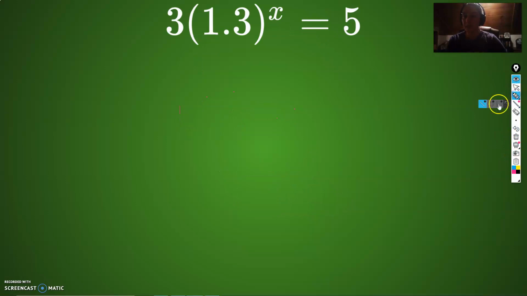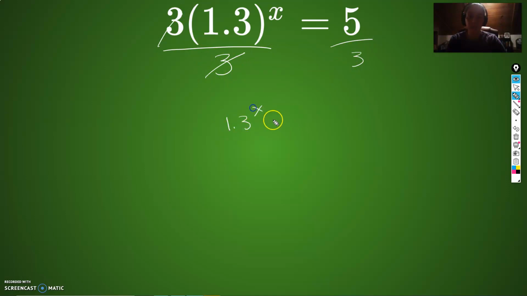Where is my pencil? There it is. Okay, 3 times parentheses 1.3 to the x equals 5. Okay, again, clear out the garbage. So we're going to divide everything first by 3 to get rid of these. So we have 5/3 now on the right.